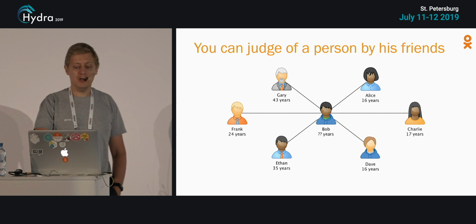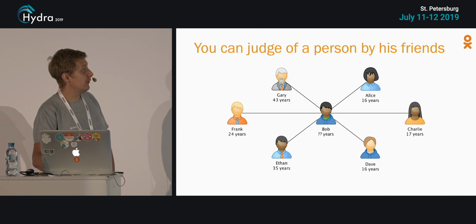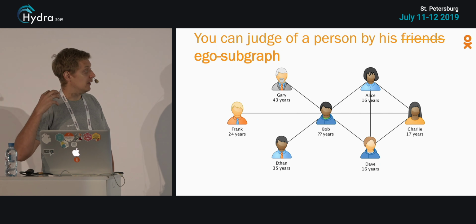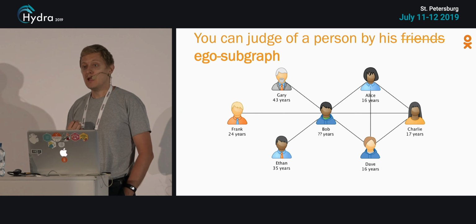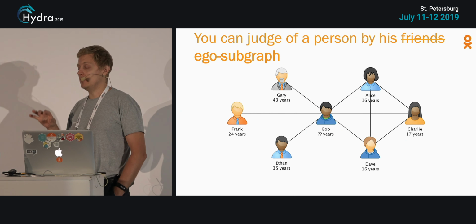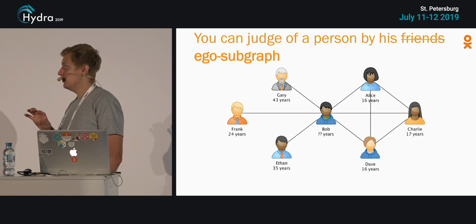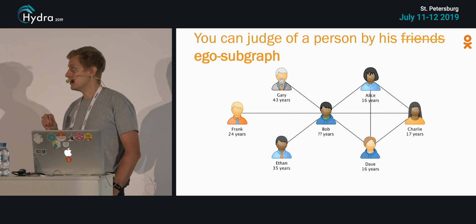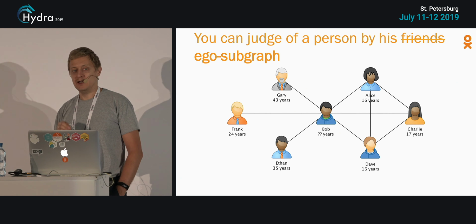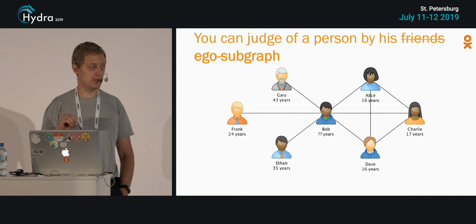And in order to get this information, we can take one step further and take a look at the so-called ego subgraph. An ego subgraph is a part of the entire social graph which is visible to a certain person. It means that the ego subgraph includes the person's direct friends and the links between the person's friends.